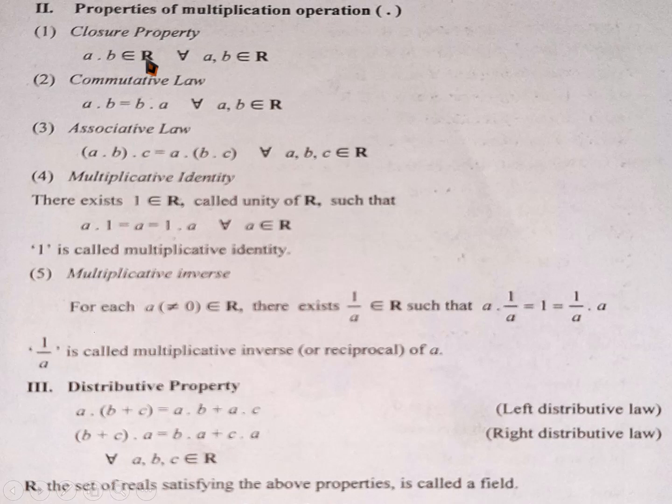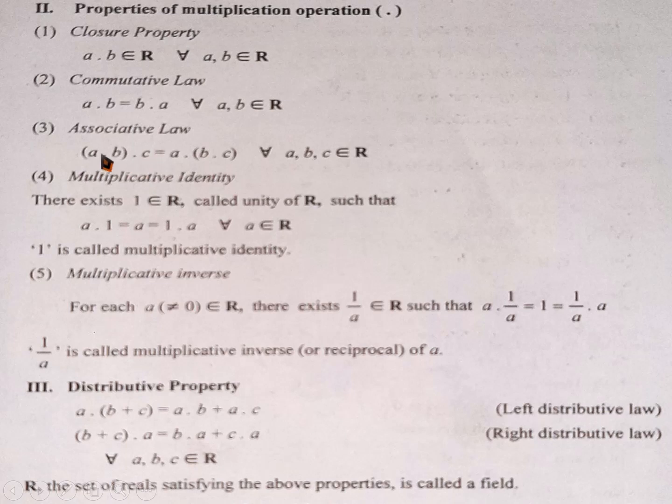Okay, so this property is called closure property. And the next is the commutative law, in a similar way as in addition. So here a into b is equal to b into a for all a, b belongs to R. Here is the associative law: a into b and then multiply by c.